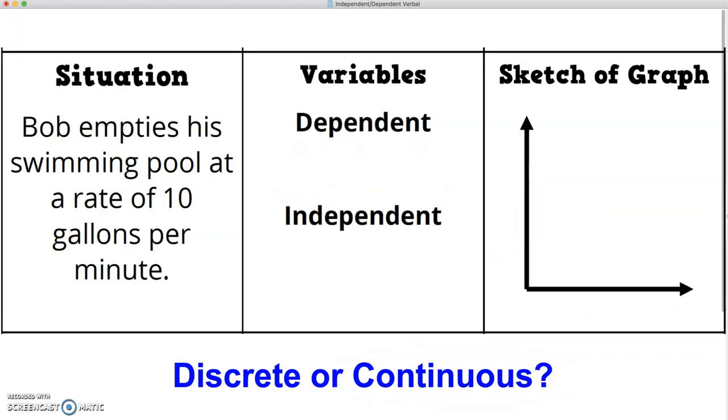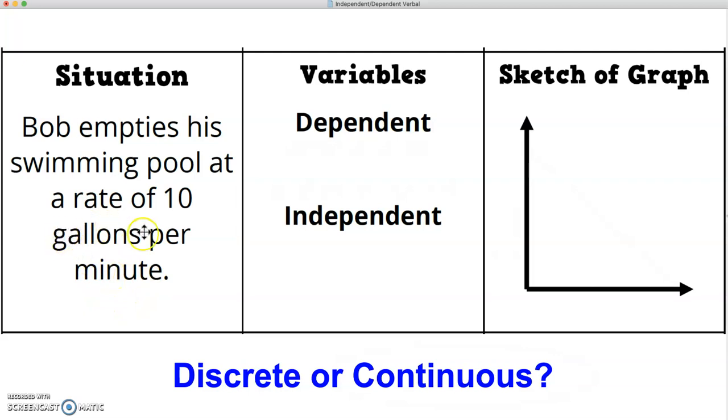A store sells bananas by the pound. In this situation, we're given Bob empties his swimming pool at a rate of 10 gallons per minute. So let's talk about the two things that are going on here. We're talking about the amount that's in the swimming pool and a rate at which it's being emptied over an amount of time.